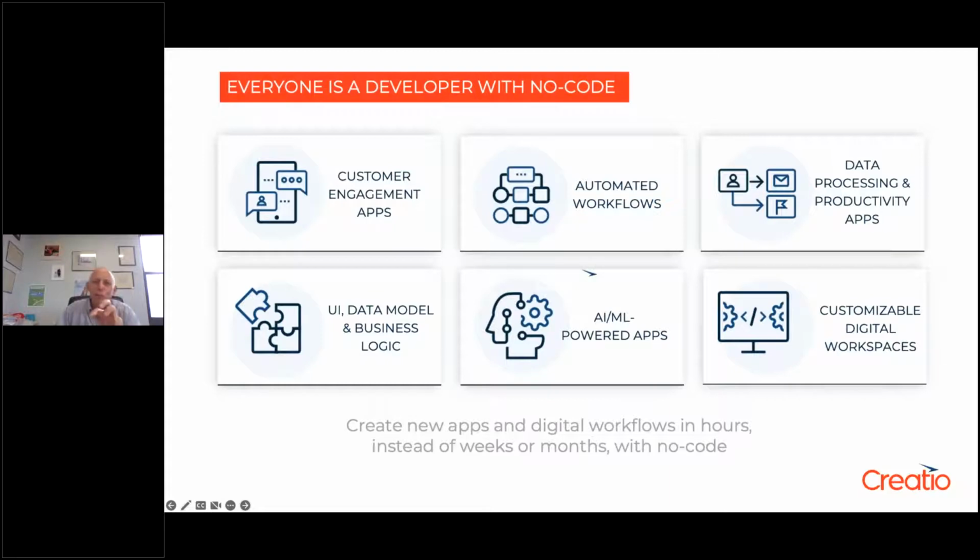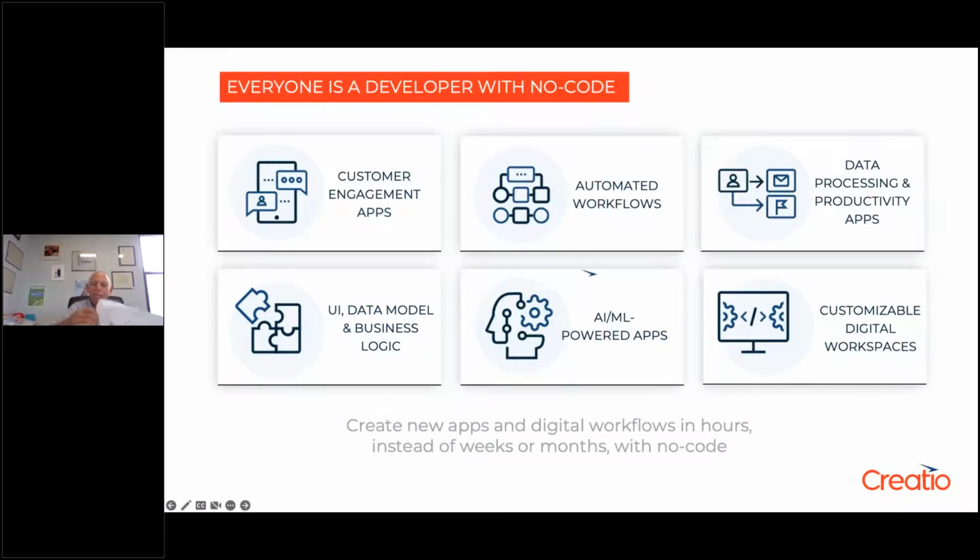So whether it's customer engagement apps or automated workflows, whether it's data processing and productivity apps, whether it's creating UI and data models and business logic, whether it's applying AI and machine learning powered apps or creating those apps, whether it's customizable digital workspaces, all of this is within the current Creatio 8 Atlas offering.